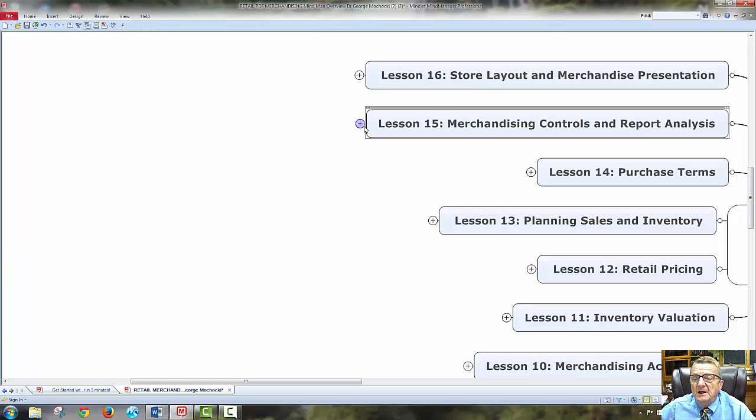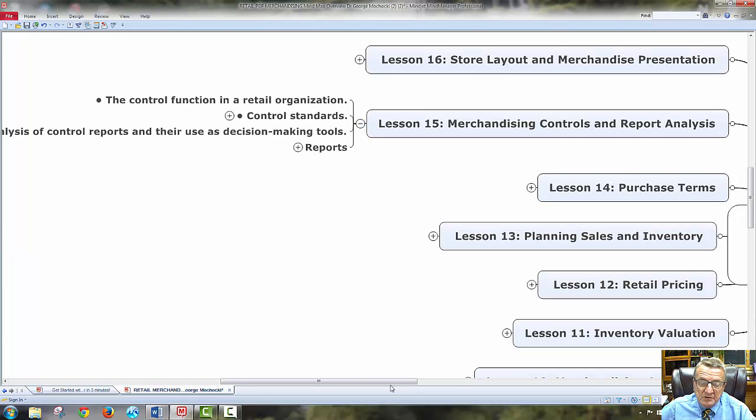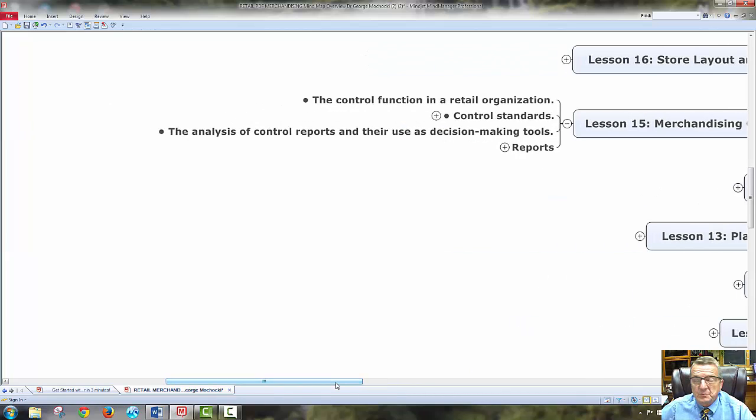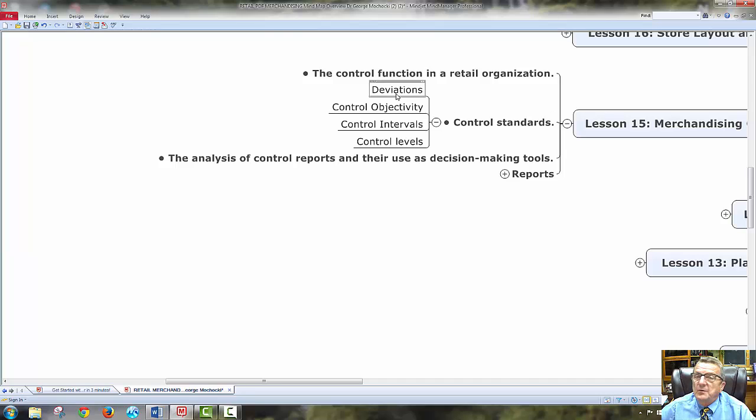We're almost done. Merchandising controls and report analysis. If I'm looking at controls, part of control is how much went, how much did it cost. Control function of reality. What are my deviations? What's my control objective? Do I want to watch every penny, or just want to see what's the trend, what merchandise is taken care of?